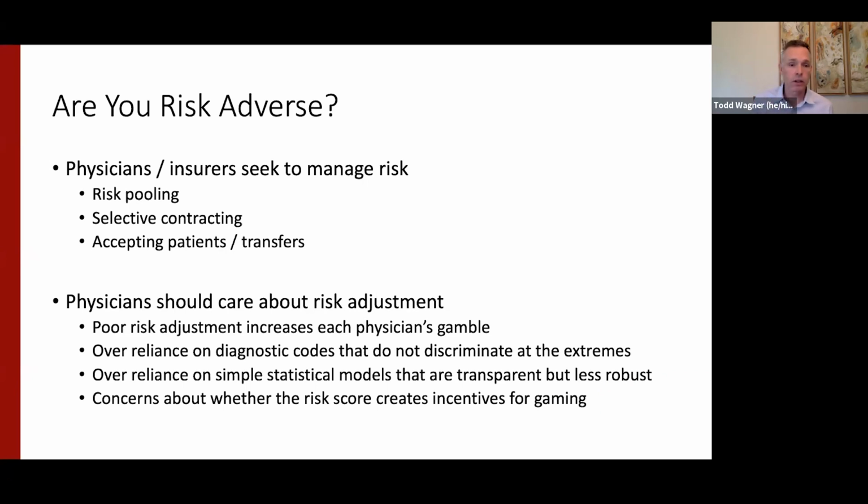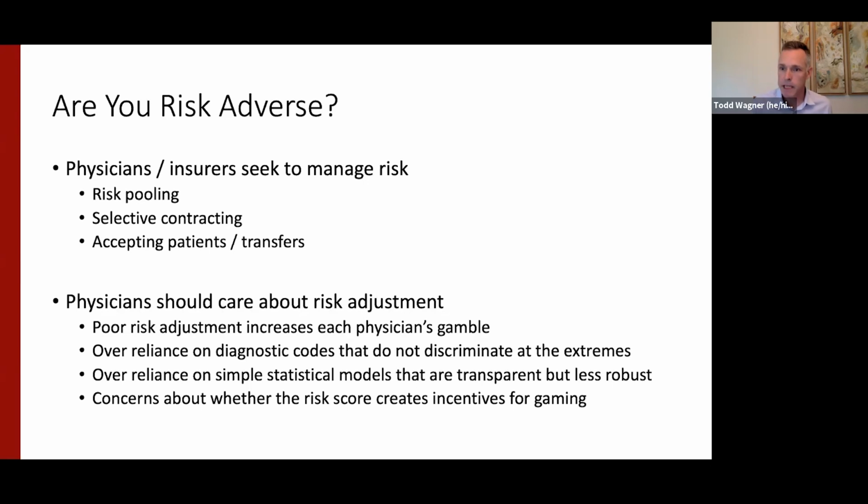So as physicians, we see physicians, hospitals, and insurers doing a lot to try to manage their risk. Obviously, there's risk pooling, forming bigger organizations so that you as an individual take less risk. There's selective contracting. We see that more and more, where you're working with specific insurers and specific providers to make sure that your patients and that risk are what you're expecting them to be, whether it's a quality or a risk issue.